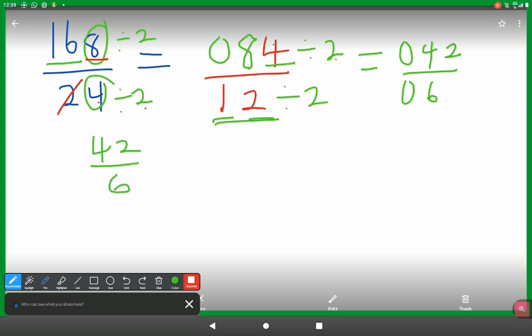So 42 over 6, I don't need to beat around the bush because 42 can be found in the 6 times table, of which I know that 7 times 6 is 42, or 6 times 7 is 42. So therefore, 42 divided by 6 will give you 7.